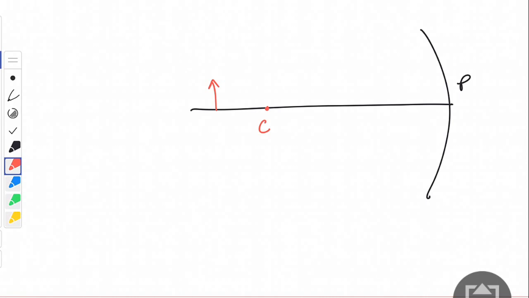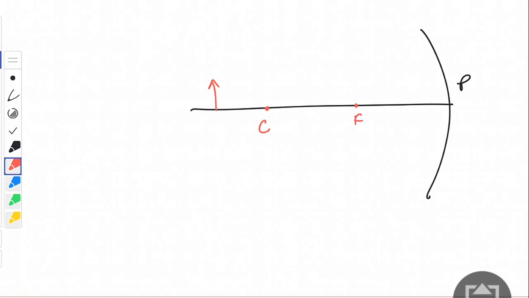We said focal length is equal to half of the radius of curvature. Once again, focal length is going to be half of the radius of curvature. What is the radius of curvature? This distance is the radius of curvature. So focal length is going to be half of it, which means my focus has to be between the center and the pole. So this has to be the focus. Makes sense, right?